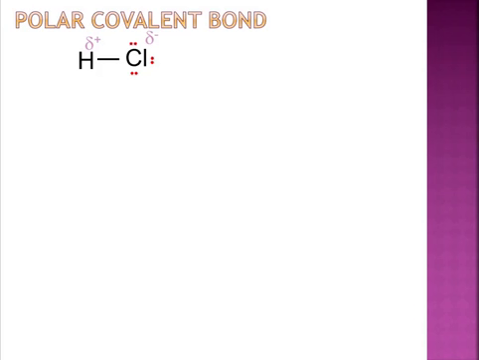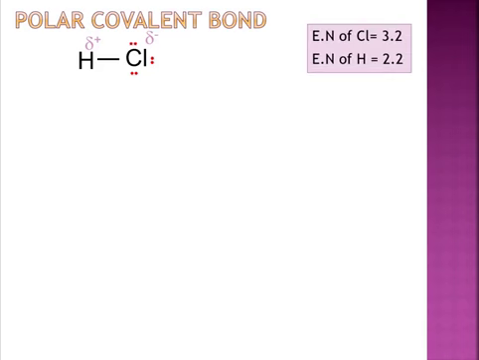The partial negative charge on chlorine means the chlorine end of the molecule is somewhat more negative than the hydrogen, and the partial positive charge on hydrogen means the hydrogen end of the molecule is positive with respect to the chlorine end. The electronegativity of chlorine is 3.2 and that of hydrogen is 2.2. So the electronegativity difference is 1.